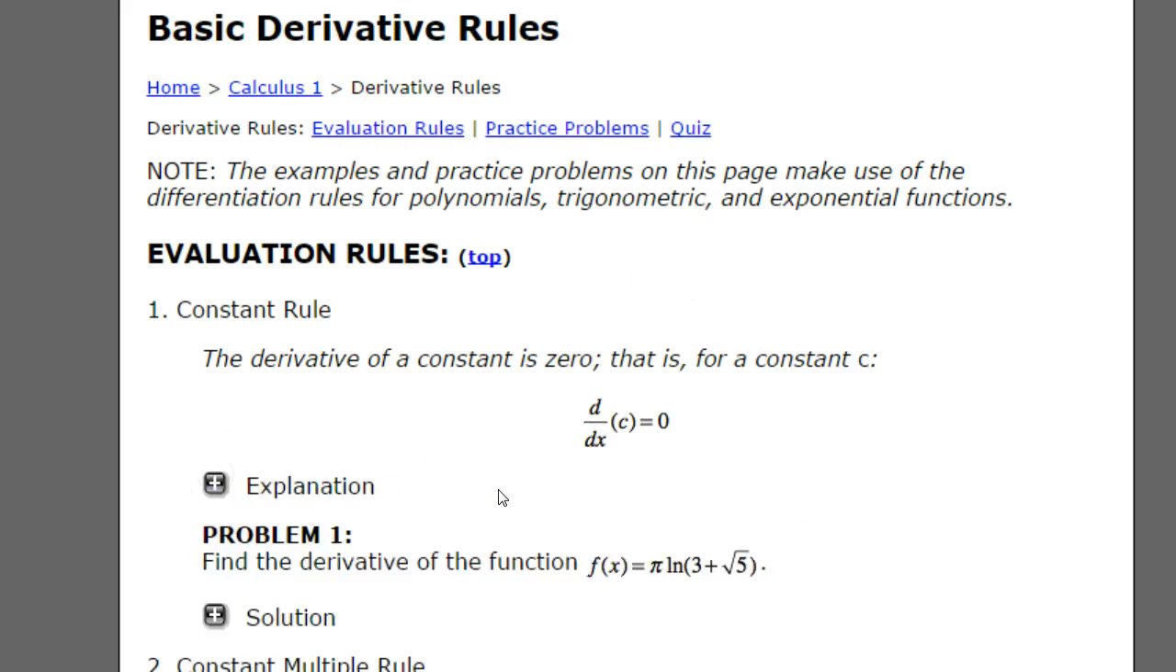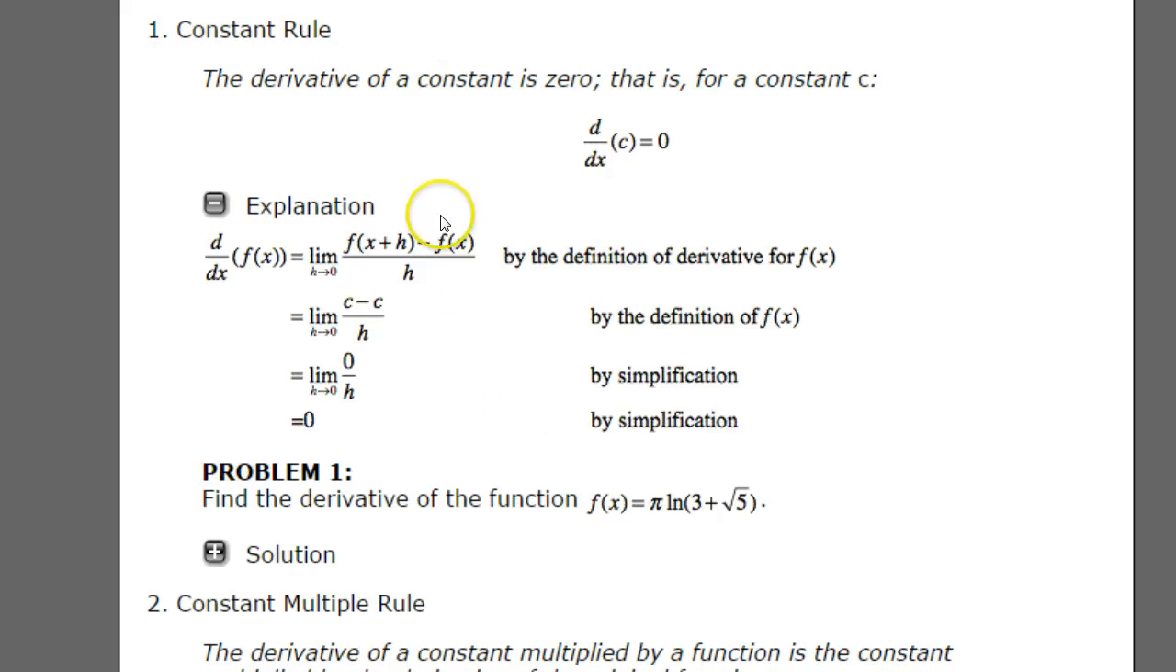Alright, so the derivative of a constant is 0. Okay, so if we take a look at the difference quotient here, which is the limit as h approaches 0 of f of x plus h minus f of x, if we plug those things in, the constant minus the constant is what we're going to be doing, and that's going to be 0 over h, which just becomes 0.